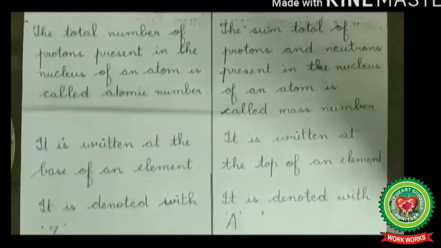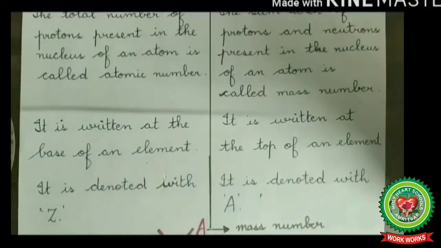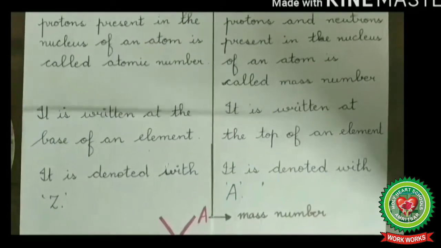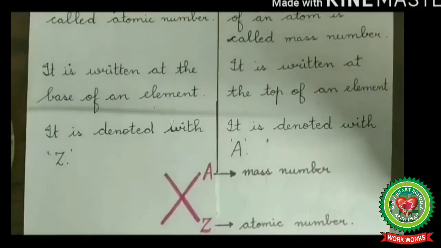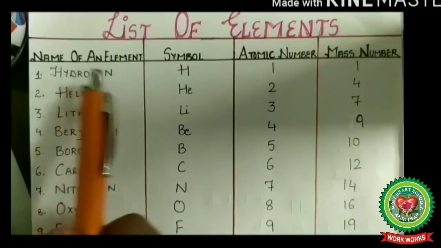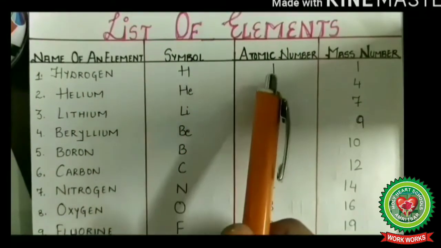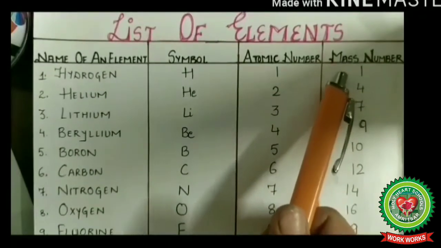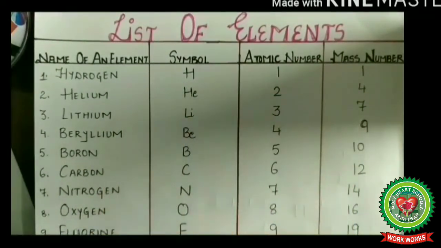Atomic number is denoted with capital Z. Mass number is denoted with capital A. Let X be any element, then A denotes mass number and Z denotes atomic number. Now next we are going to discuss the name of an element, its symbol, its atomic number and mass number. Before discussing this chart to you, I'll be discussing how we can calculate the mass number of an element if its atomic number is given to you.